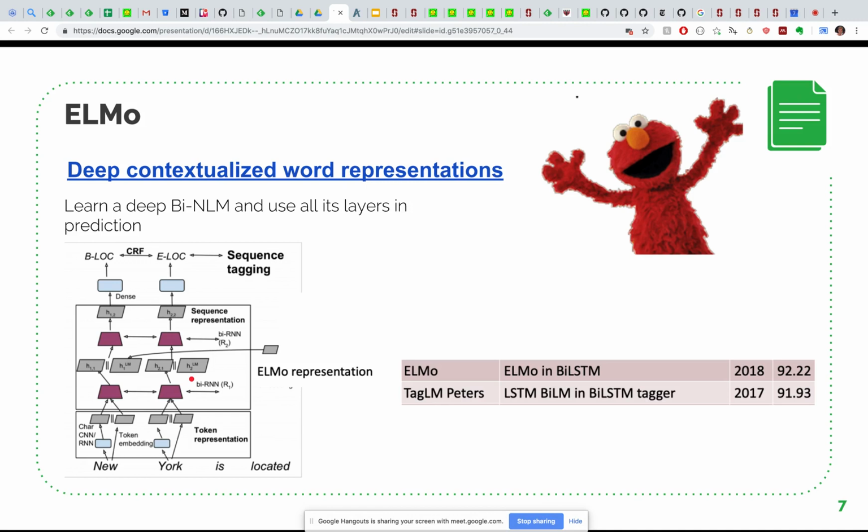Then came another innovation. ELMo brought just a few changes on this. It's basically the same idea, bringing contextualized word vectors, but the language model representation is a bit different. You can see here that it performs a little bit better on named entity recognition.